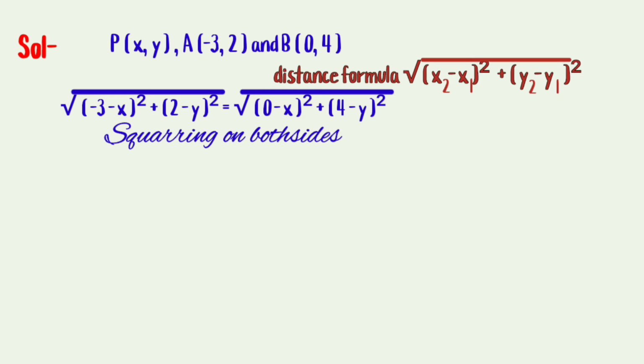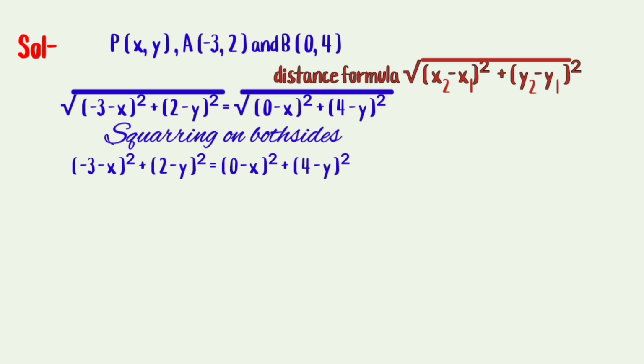Squaring on both sides, the root gets cancelled. So we get (-3 minus x) whole square plus (2 minus y) whole square is equal to (0 minus x) whole square plus (4 minus y) whole square.